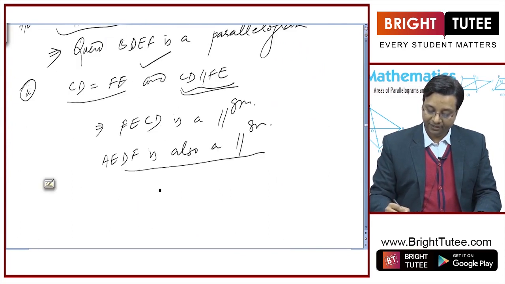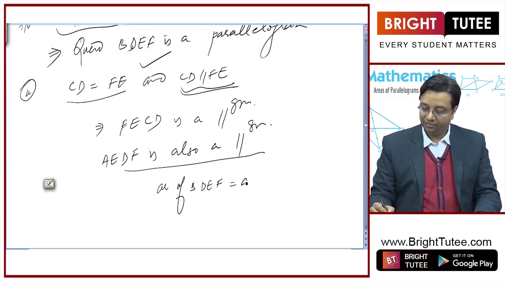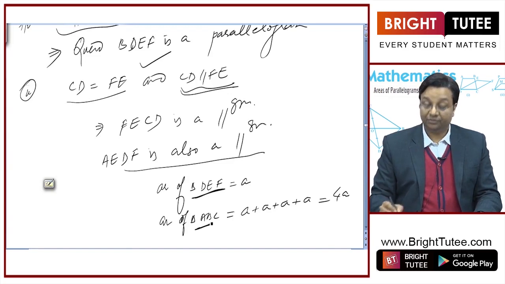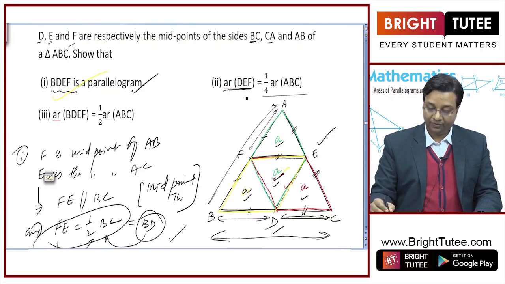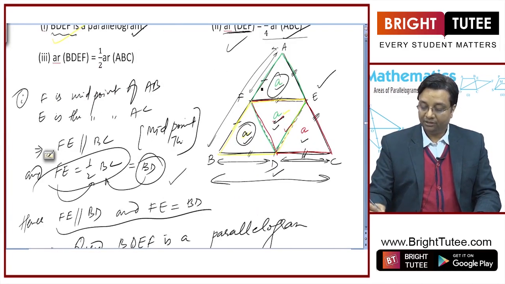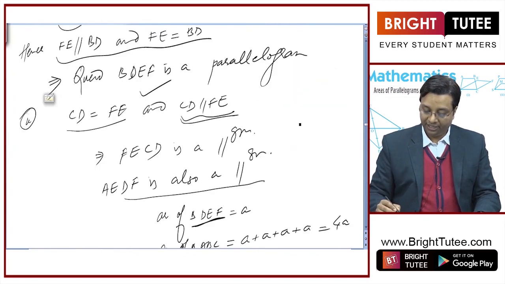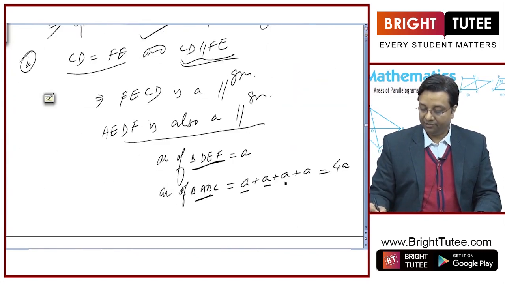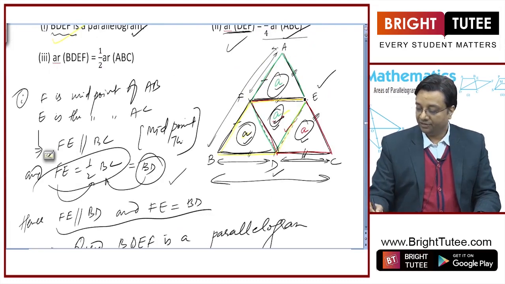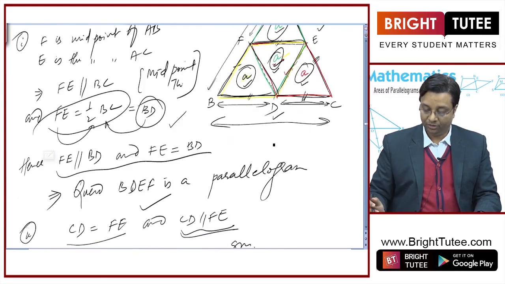So can I say area of triangle DEF is small a and area of triangle ABC is equal to A plus A plus A plus A, that is 4A. Hence area of DEF is 1/4 of area of triangle ABC. If you don't want to use these symbols for area, you can simply write the names of these triangles, that area of triangle FBD plus area of triangle FED and so on.